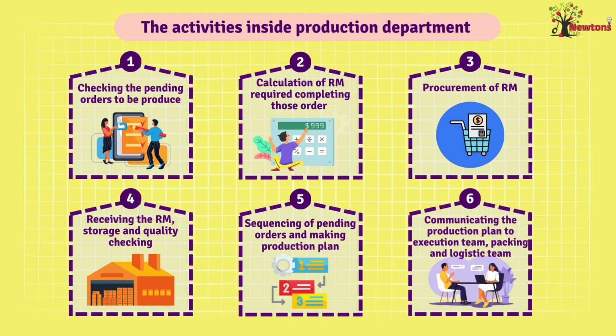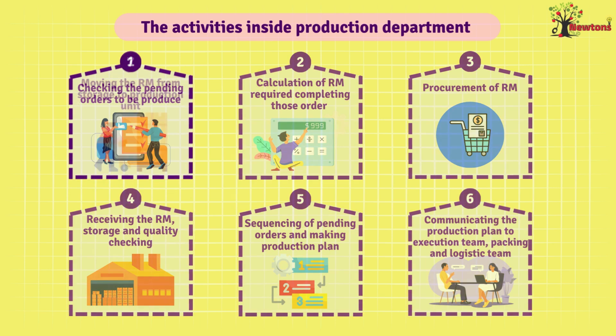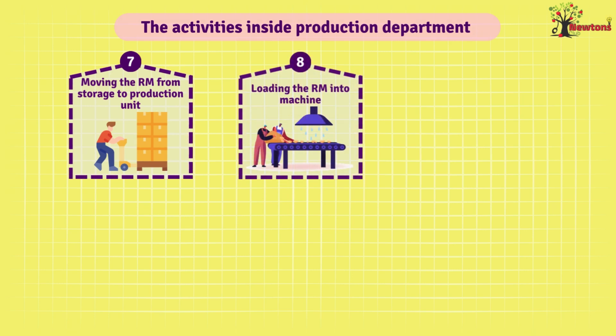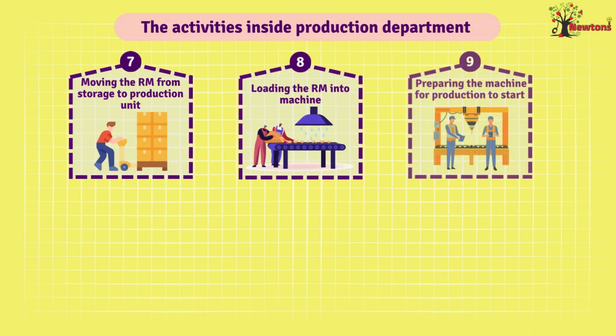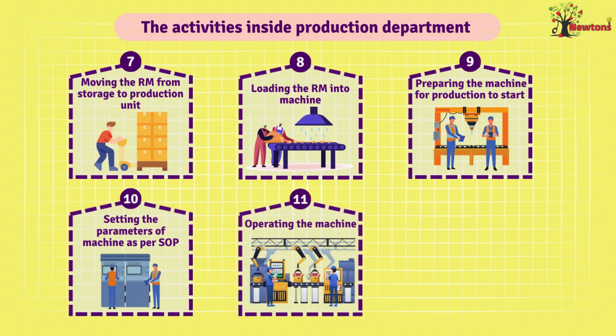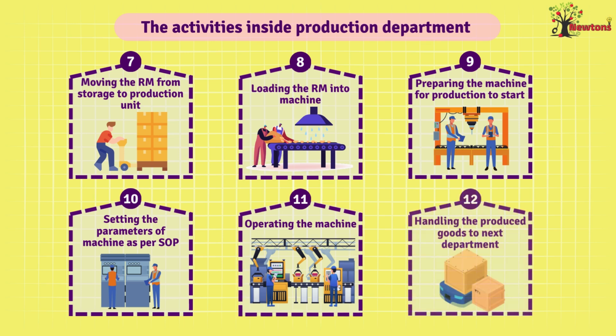Now, most of the planning section's tasks are completed here, and the execution section's roles begin, like moving raw materials from storage to production unit, loading raw materials into the machine, preparing the machine for production commencement, setting machine parameters as per SOP, operating the machine with continuous monitoring, and upon completion of production, handing over produced goods to the next department.